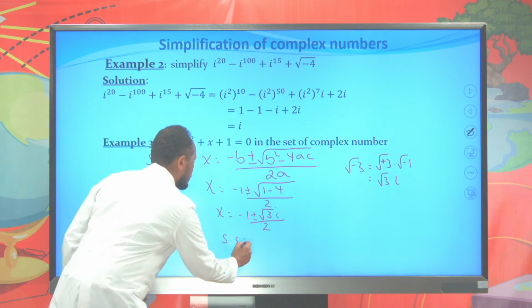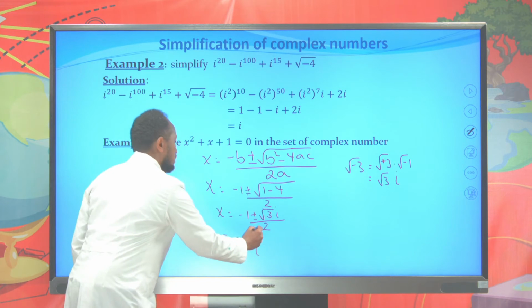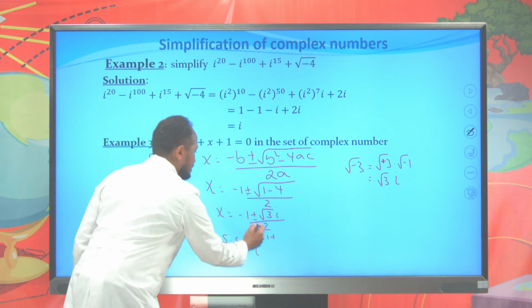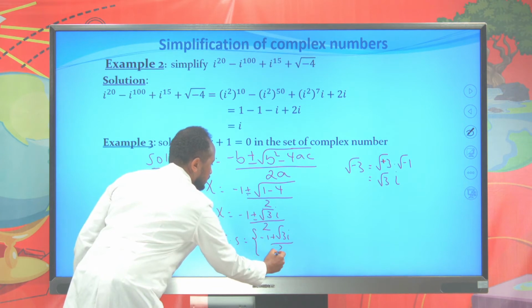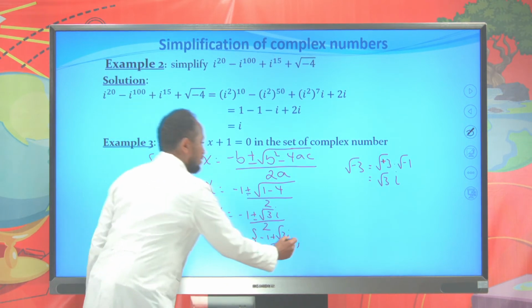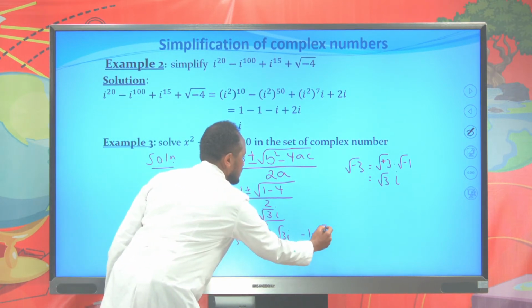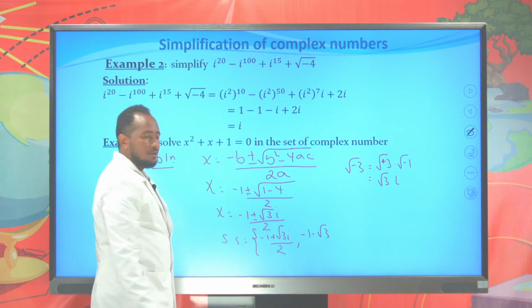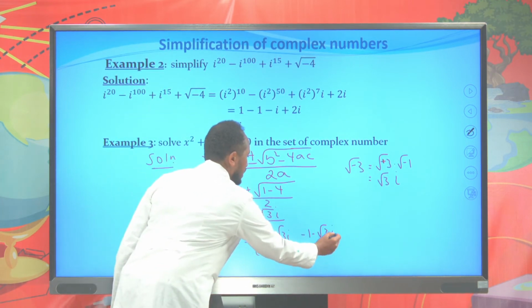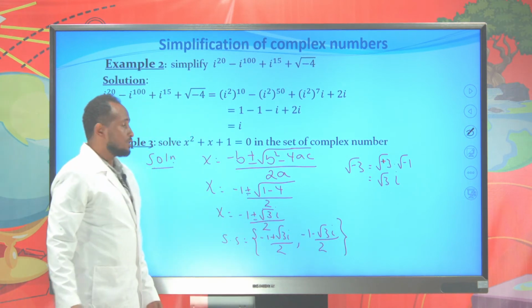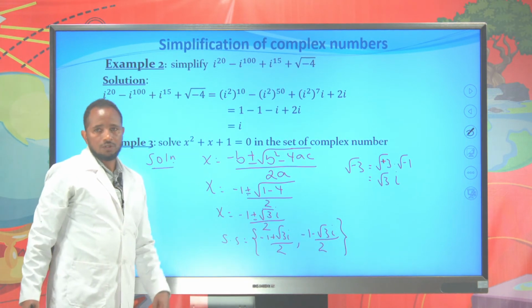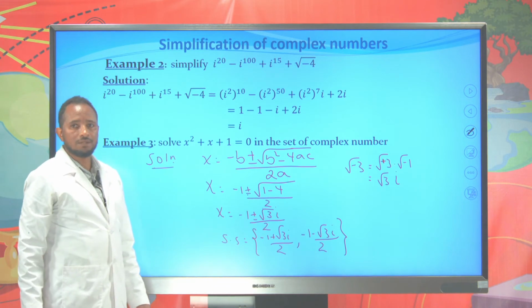The solution set is minus 1 plus root 3i divided by 2, and minus 1 minus the square root of 3i over 2. So this is the solution set of this quadratic equation in the set of complex numbers.